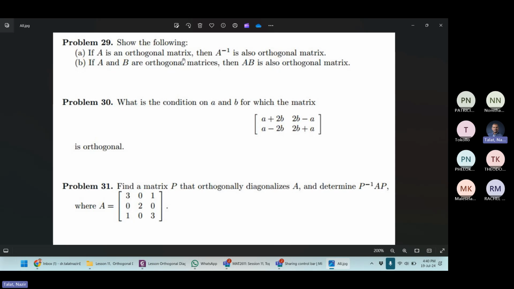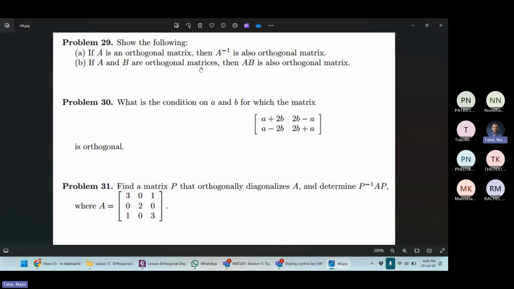In the first problem, if A is an orthogonal matrix, then A inverse is also an orthogonal matrix. The proof is very simple, with some steps; we need to show that A inverse is also orthogonal. And if A and B are orthogonal matrices, then the product of two orthogonal matrices is orthogonal. So with the simple steps available, you can use them and get the result.